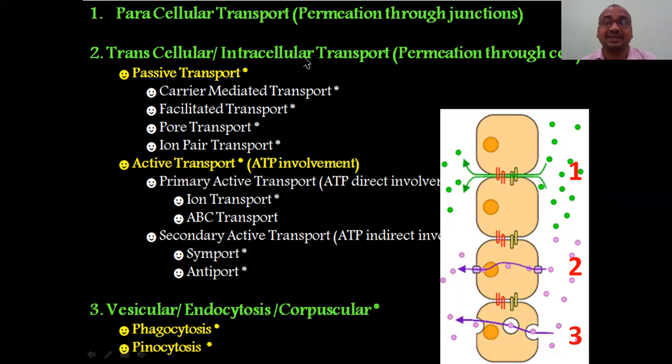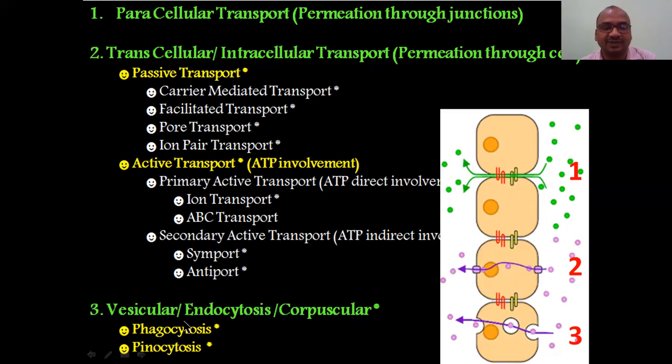Number two is transcellular or intracellular transport. Intra means within the cell. Transcellular means trans-parent, like we can imagine the cell is transparent. So the drug particle passes through the cell, not through the junction. That point is important. This is the transcellular, also called intracellular: permeation through the cell.